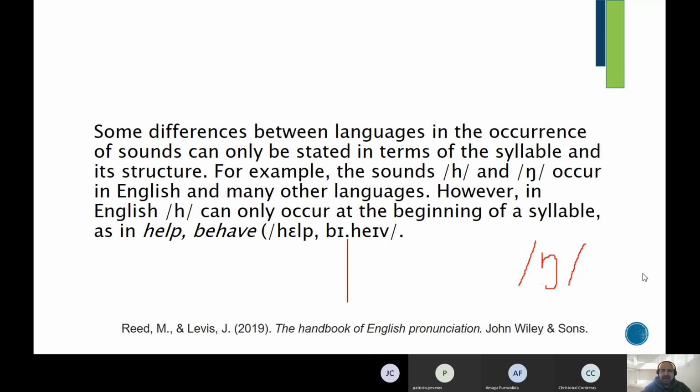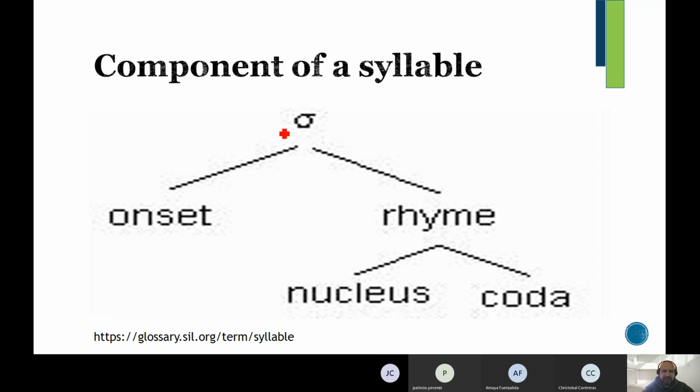In English, you never say nick or ngo. It's always in final position, as in sing or song, or ring, right. But in other languages, such as, as far as I know, Vietnamese, you can find this in initial position. Okay, so in initial position, in an initial syllable. Okay, Miss Javiera Cabeza reminded you, and you answered correctly about the components of a syllable.